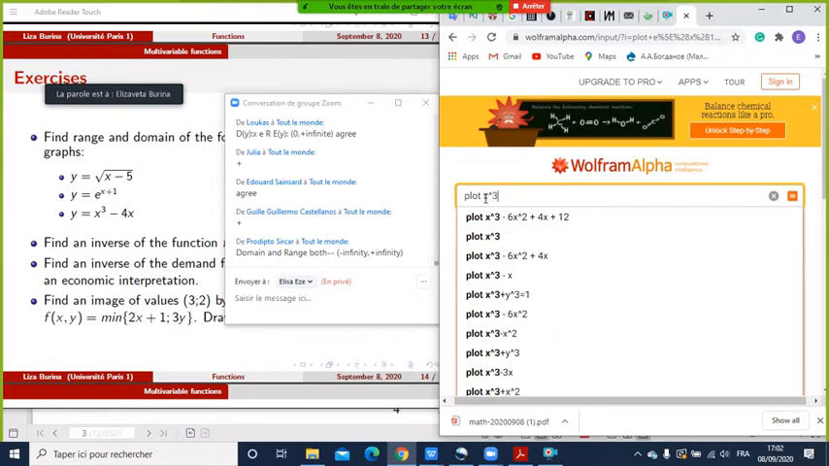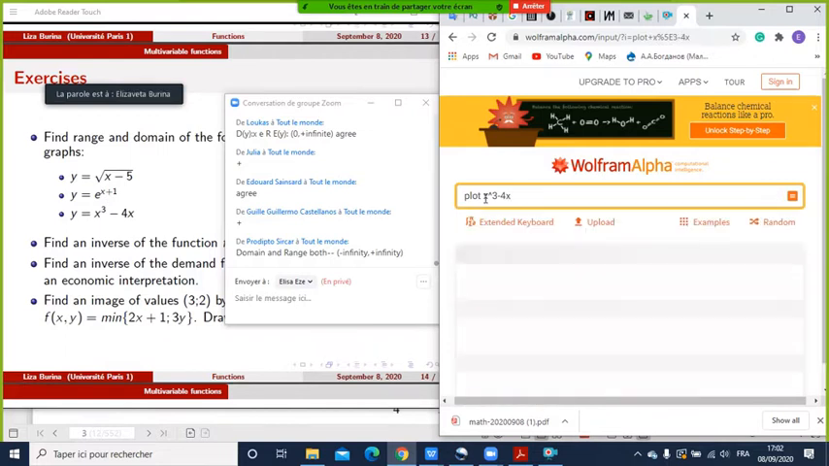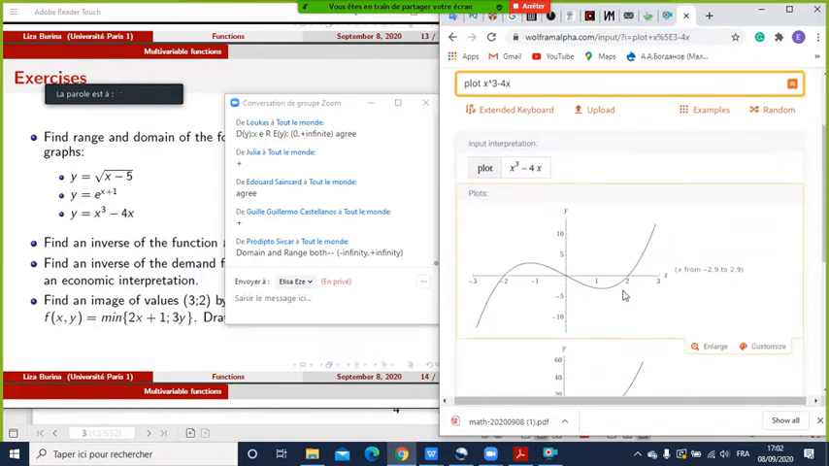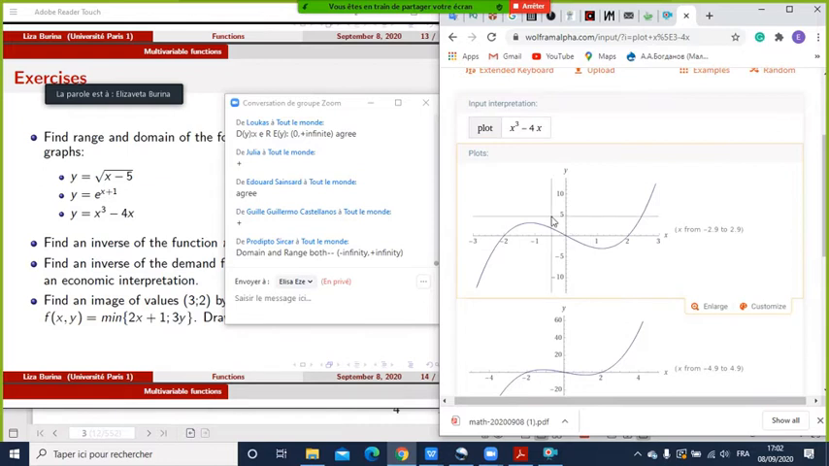Cube minus 4x. And we get something like this. So this, and this dot are easy to calculate. And then you just put something looking like a cube, if you have to plot it.